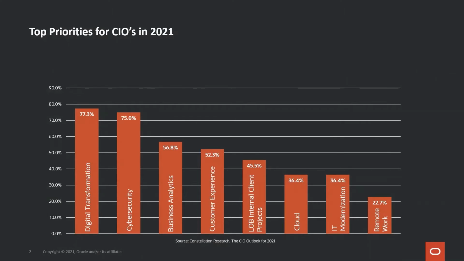This is a recent study on CIO priorities. Let's take a look at these. You got IT modernization, digital transformation, cybersecurity, business analytics, customer experience. All of these are fundamentally about data. Their success is dependent upon the timely extraction of information from your data, the protection of your data, and the platform upon which that data resides.